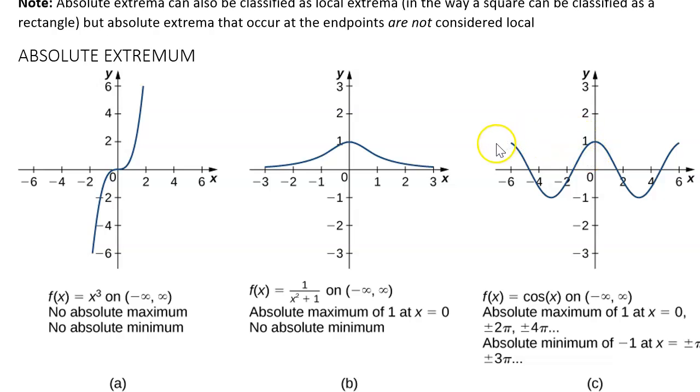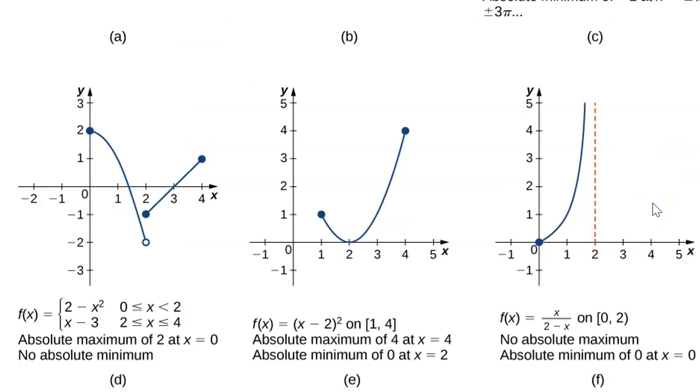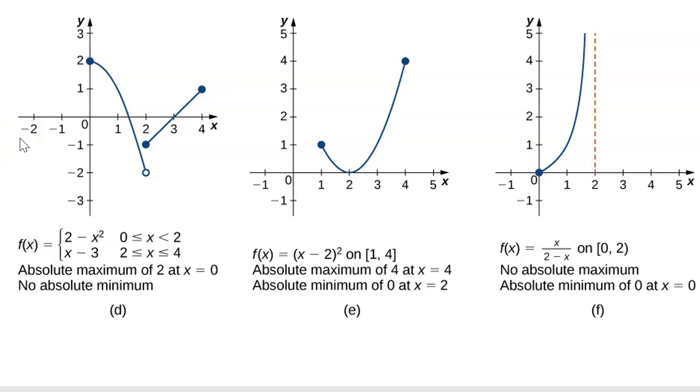Cosine, on the other hand, has an infinite number of maximums and an infinite number of absolute minimums. Over here, this is where students tend to get in trouble. The absolute maximum is located at x equals 0, and the absolute max is 2. So endpoints can be maximums and minimums, absolute max and absolute min, but this does not have an absolute minimum. The lowest point here is an open circle, and so it's not actually in the domain. Over here, we have an absolute maximum of 4 at 4 and an absolute minimum of 0 at 2. And then over here, we have an absolute minimum, but because the function approaches infinity, we do not have an absolute maximum.